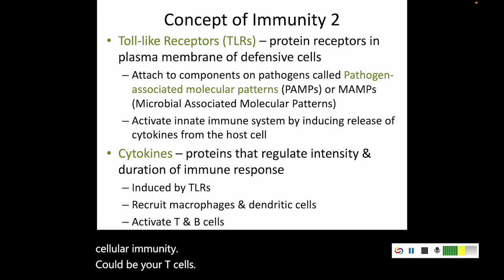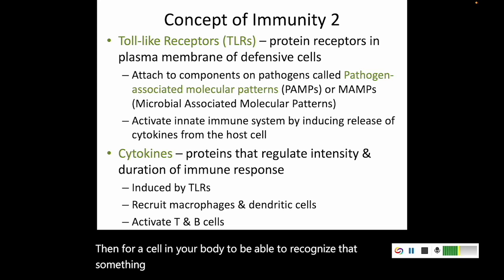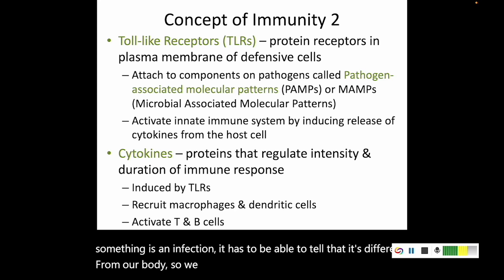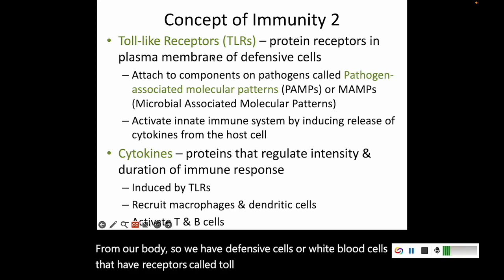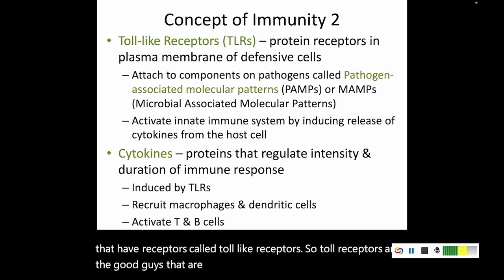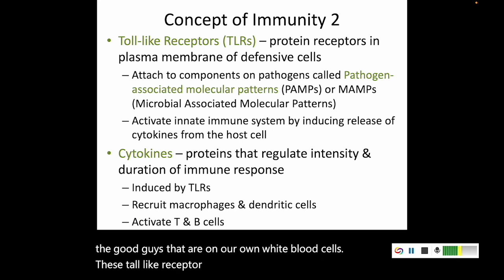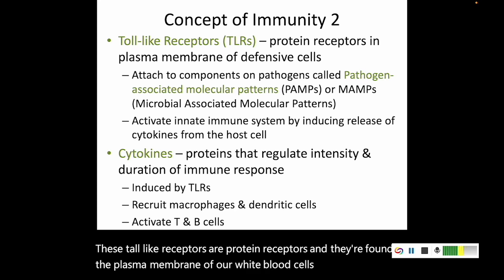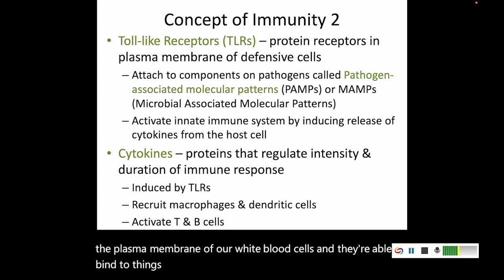Then, for a cell in your body to be able to recognize that something is an infection, it has to be able to tell that it's different from our body. So we have defensive cells, or our white blood cells, that have receptors called toll-like receptors. So toll-like receptors are the good guys that are on our own white blood cells. These toll-like receptors are protein receptors, and they're found on the plasma membrane of our white blood cells. And they're able to bind to things called PAMPs or MAMPs.